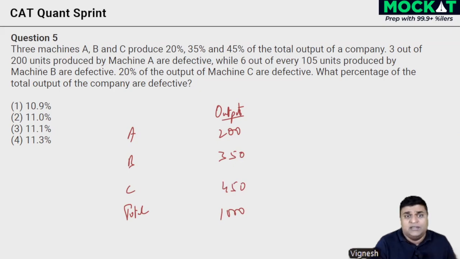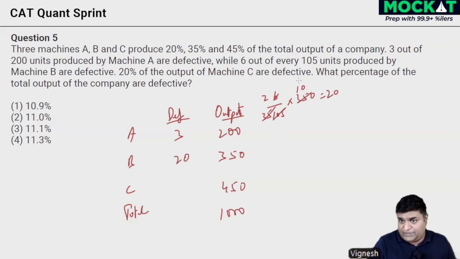Okay, what do we know? 3 out of 200 produced by A are defective. Perfect. So I have the defective over here, 3. Because 200 is the output, means 3 are defective. Next, 6 out of every 105. And I have 350 here. So 6 by 105 into 350. You got to further simplify this and say if 6 out of 105 divided by 3, you get 2 for every 35 units, right? And that's it. So this you multiply and you get a total of 2 into 10, 20 units. So 20 units are defective, 350 are produced by B.